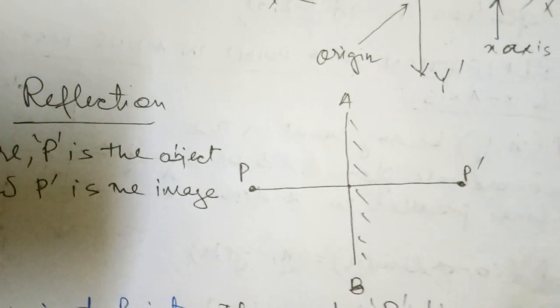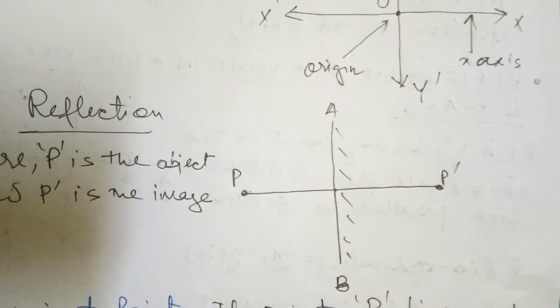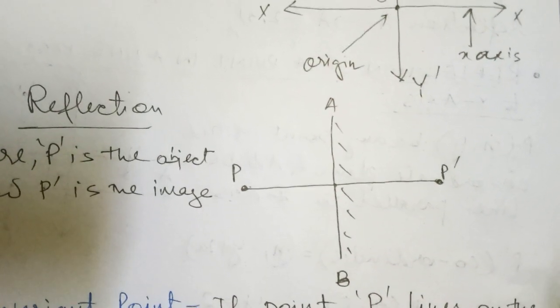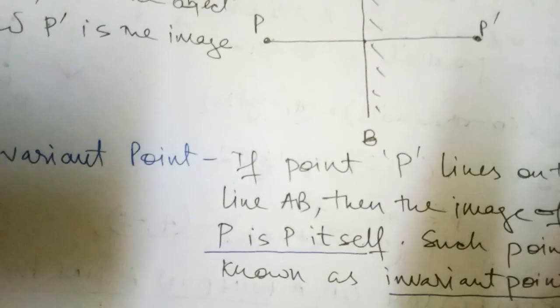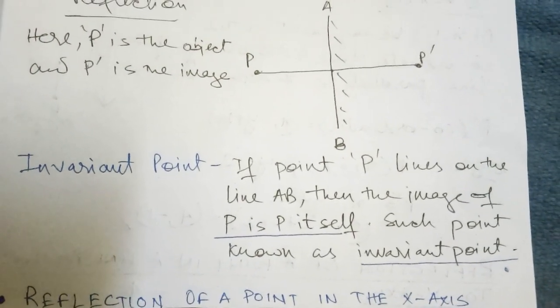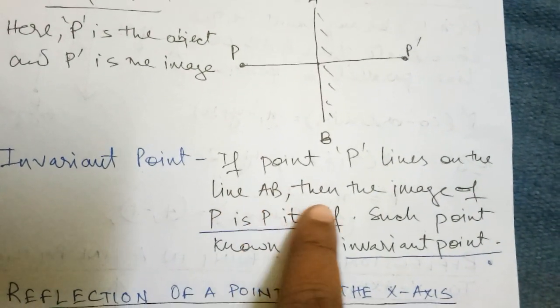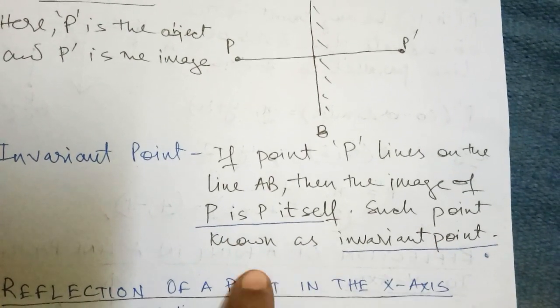Now here the same thing is the concept: the reflection means the point will be given, and we find the value on the other side of the axis, that means the x-axis or y-axis that we come across now. Now here I have written one point, the invariant. What is invariant? If the point P lies on the line AB, then the image of P is P itself. Such a point is known as invariant.